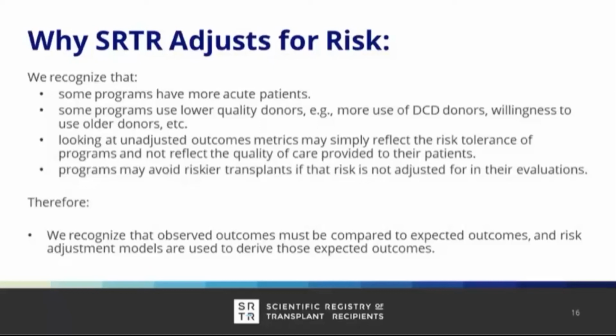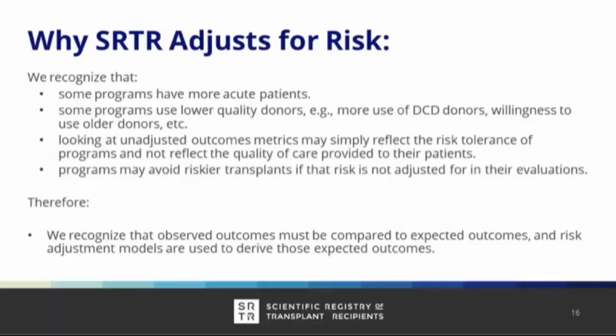We also recognize that if we look at unadjusted outcomes metrics, it may simply reflect the risk tolerance of programs and not reflect the quality of care provided to their patients. And what I mean by that is programs that are willing to take on the riskier patients and willing to do the lower quality organs for the benefit of their patients may indeed have a lower unadjusted survival. But when you take into account the risk on both the recipient side and the donor side, they may actually look better than other programs that are not taking on that type of risk. So that's one of the reasons. I think that's perhaps the key reason that we want to do the risk adjustment.